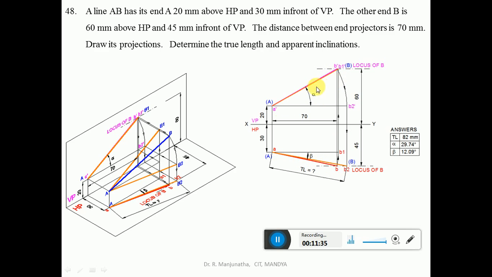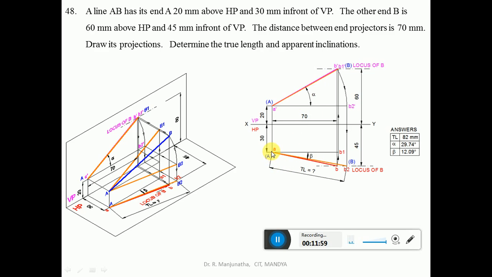So now this is the front view, and this is the top view, because the line is inclined in both. Now first we are going to find out the true length in the vertical plane. To find the true length in the vertical plane, the line should be parallel to VP, then only will that line be in true length in the vertical plane.